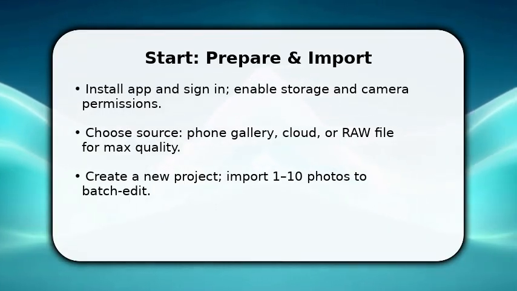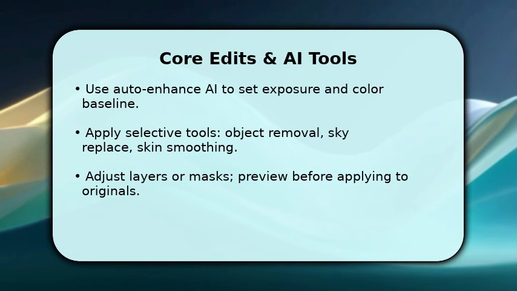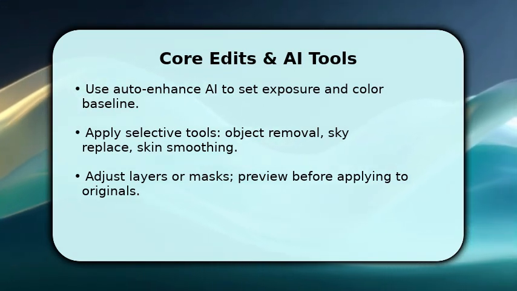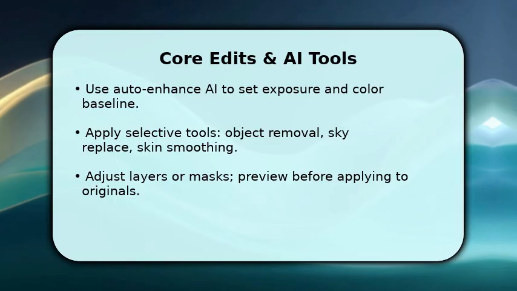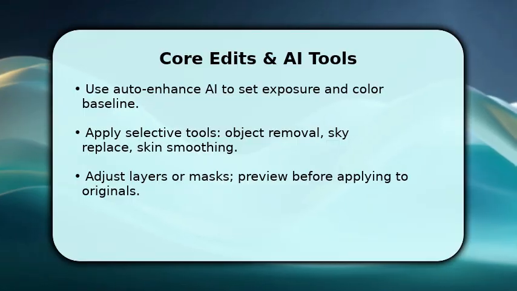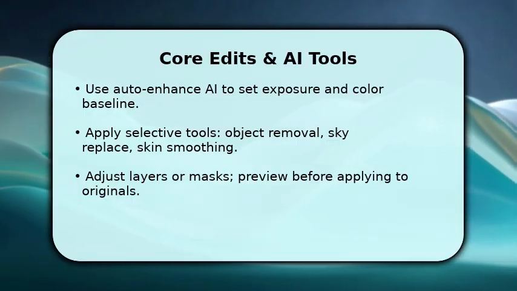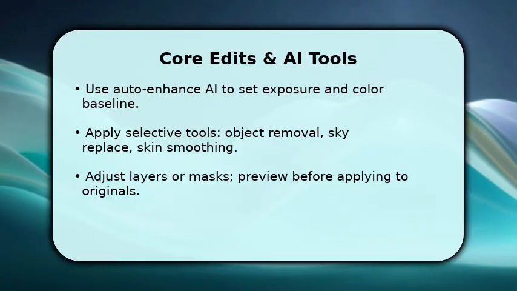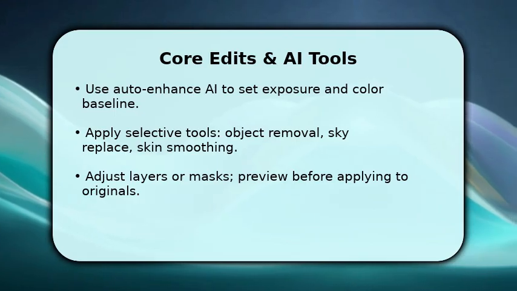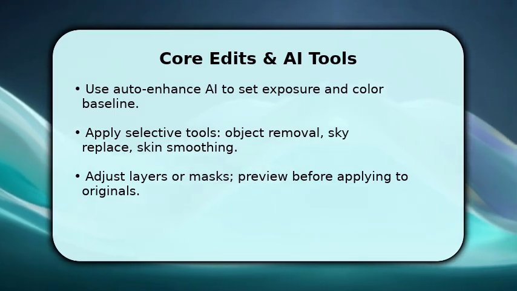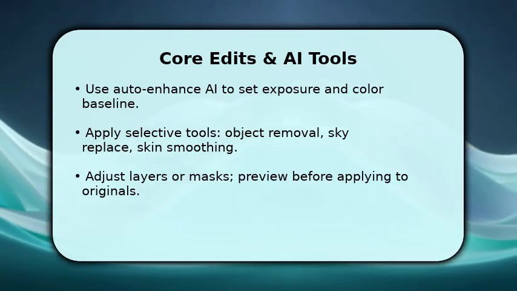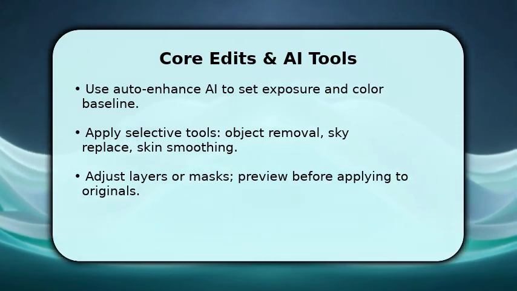time at the end. Next, perform the core edits using the app's AI-driven tools so you get optimal results with minimal manual work. Start with Auto Enhance to balance exposure, contrast, and color. This gives a reliable baseline. Then use selective AI features like background replace, object removal, or portrait retouch to fix specific areas. Use masks or brush tools to refine edges. Once adjustments look right, toggle before/after and fine-tune sliders.